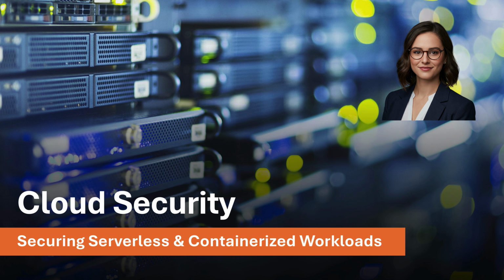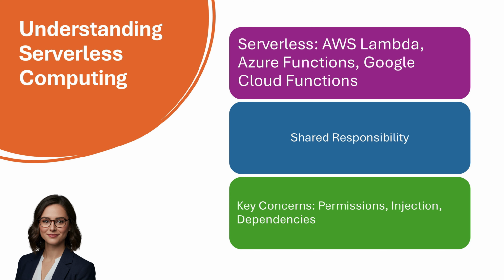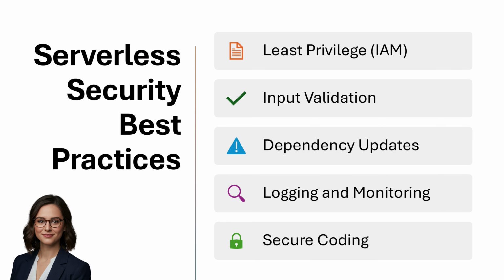Key security concerns include function permissions, injection attacks, and dependencies. To secure serverless functions, follow these best practices. Apply the principle of least privilege to function permissions using IAM roles. Validate all inputs to prevent injection attacks. Keep dependencies updated to patch vulnerabilities. Implement robust logging and monitoring, and use secure coding practices.